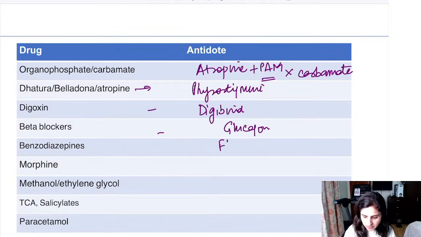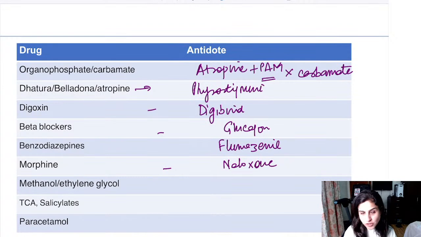Benzodiazepines, flumazenil. Morphine, naloxone. Morphine is naloxone, right?